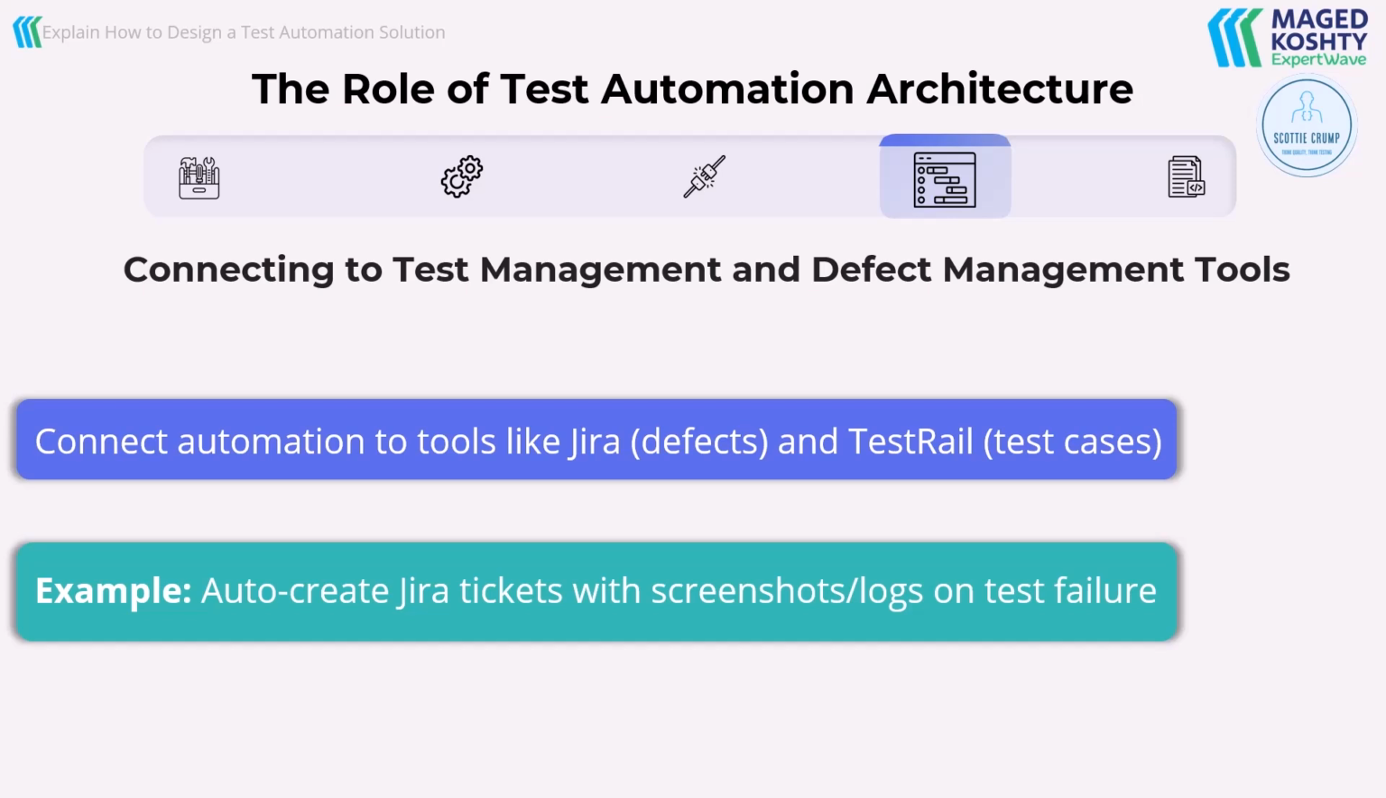I worked on a project where we integrated our automation framework with Jira and TestRail. When a test failed, it would create a Jira ticket with all the relevant details, screenshots, logs, etc., and update the test case status in TestRail. This saved our testers a ton of time and ensured nothing fell through the cracks.